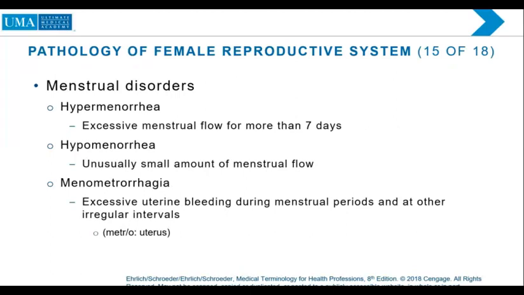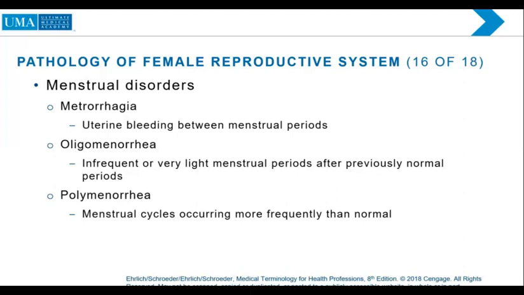Other menstrual disorders: hypermenorrhea, which is excessive menstrual flow for more than 7 days. Hypomenorrhea is usually small amount of menstrual flow. Menorrhagia is excessive uterine bleeding during your menstrual periods and at other irregular intervals. Metro means uterus. Metrorrhagia is uterine bleeding between menstrual periods.